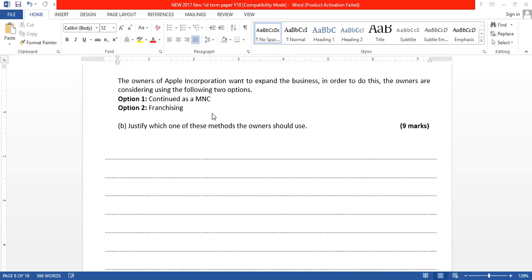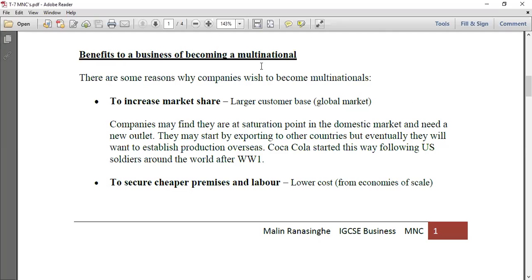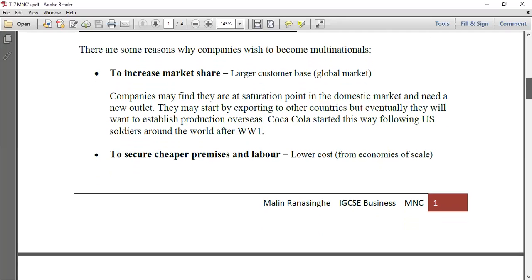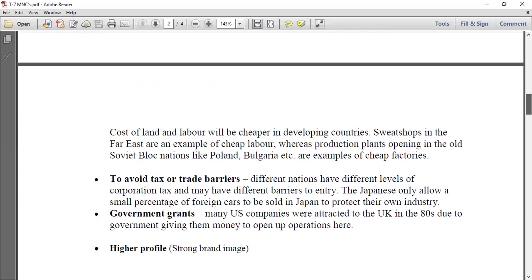We talk about this one. This organization has to operate as a multinational. They can continue as a multinational. Therefore, you can talk about this one. You can see my video number 7, the multinational company. I told you what the benefits are to a business becoming a multinational. Being a multinational, you can increase your market share, you can access the global market, and you can secure cheaper premises and labor from different parts of the world.